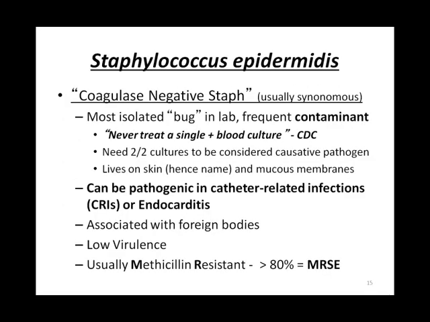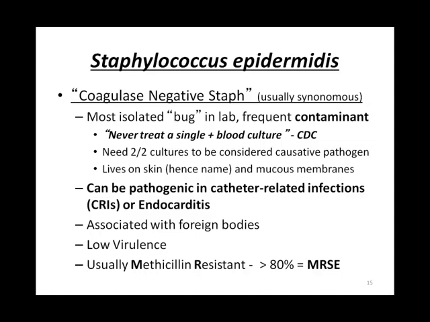And then Staph epi, we've talked about quite a bit at this point. Here's some details for you all to look over. And I really like how the CDC sums this up, as they say, never treat a single positive blood culture. And of course, as we've discussed, you need 2 out of 2 to be considered a causative pathogen. And as you know, it's everywhere, so encountering it is not uncommon in the hospital.